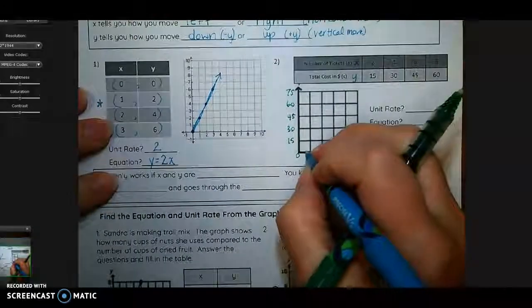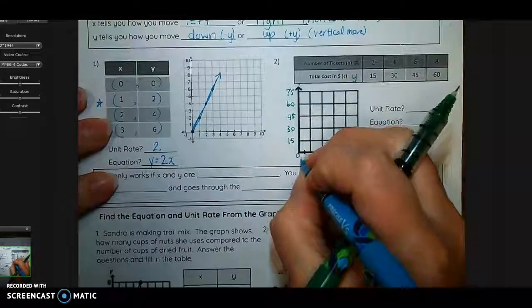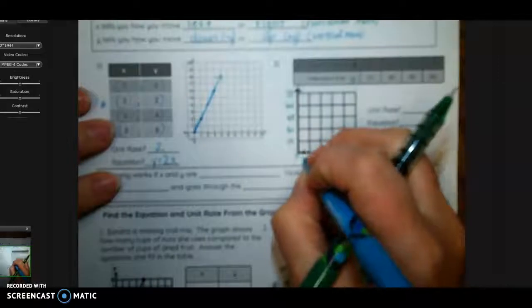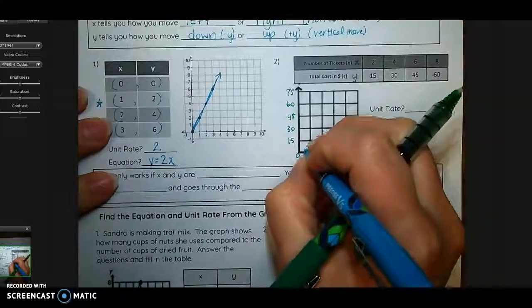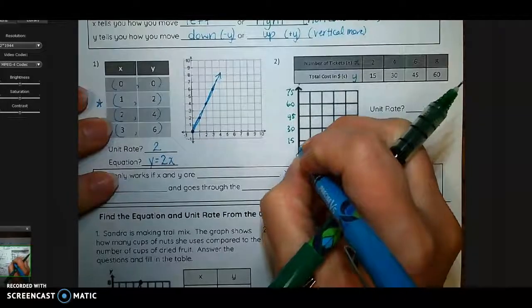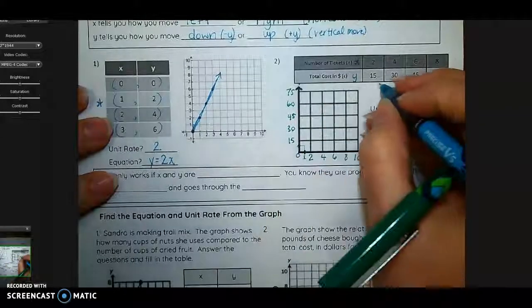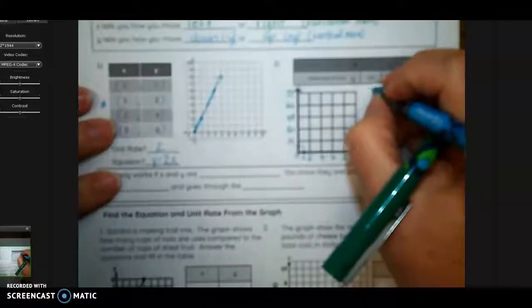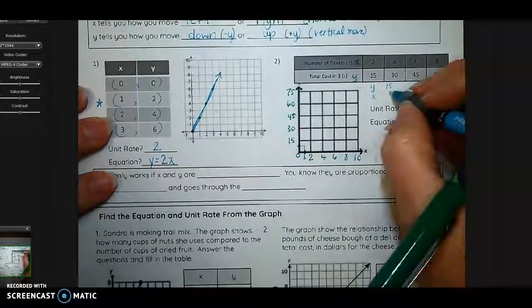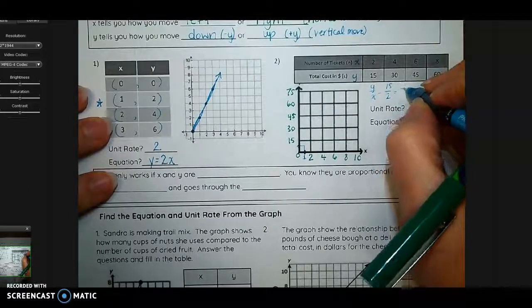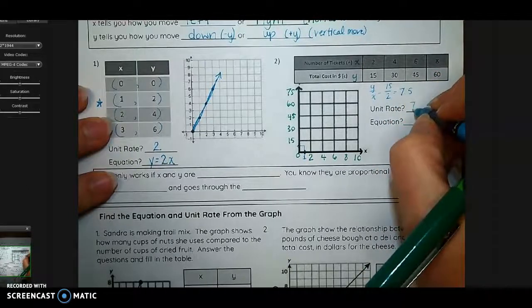And I'm going to find my unit rate in here because halfway between 0 and 2 is 1. So in order to find the unit rate, halfway between 0 and 15, or 15 divided by 2, so in other words, y divided by x. And I can use any of those, and I should still get the same answer of 7.5.